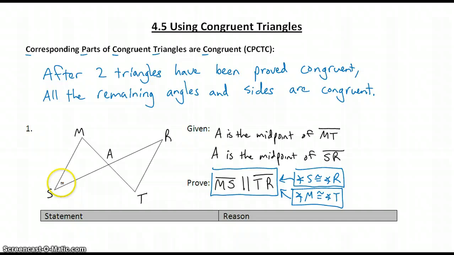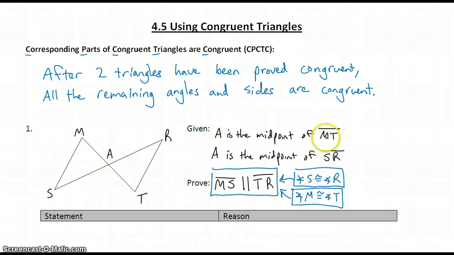Well, if I look, those two angles are parts of two triangles. If I can prove that these triangles are congruent, then by CPCTC these angles will be congruent, which shows that my lines are parallel. So I need to use these givens to prove that my triangles are congruent.